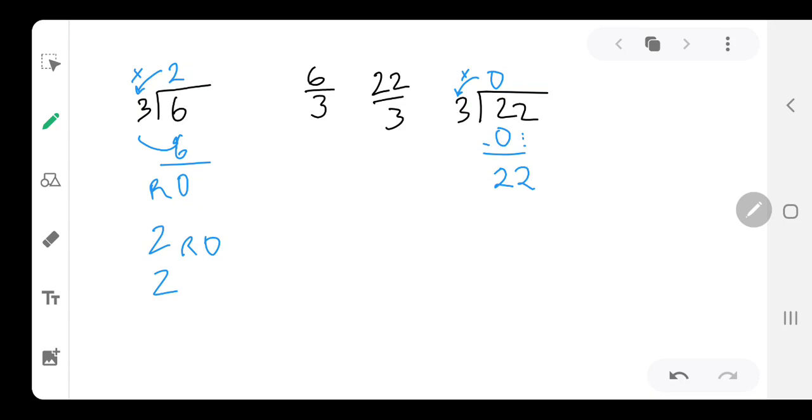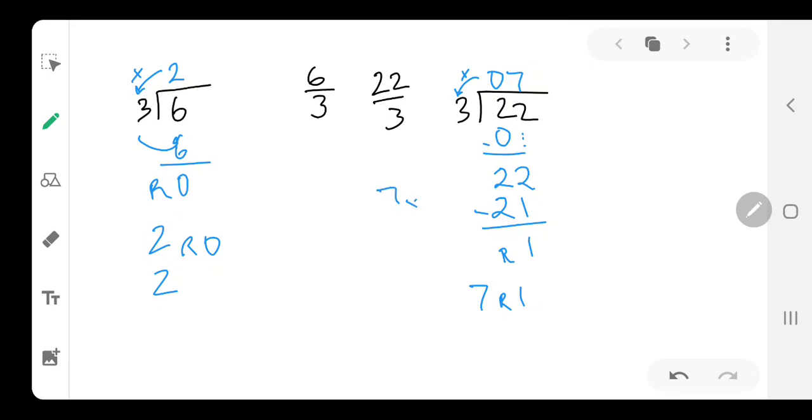And now we need a number that multiplied times 3 gives us close to 22 without going over 22, and that number is 7. 7 times 3 gives us 21. We'll perform the subtraction, and that gives us a 1, and that's our remainder. There's no other number in the dividend to bring down. So the answer here would be not 07. We don't write the 0 because 0 in front of the 7 is meaningless, so we just write 7, remainder 1.